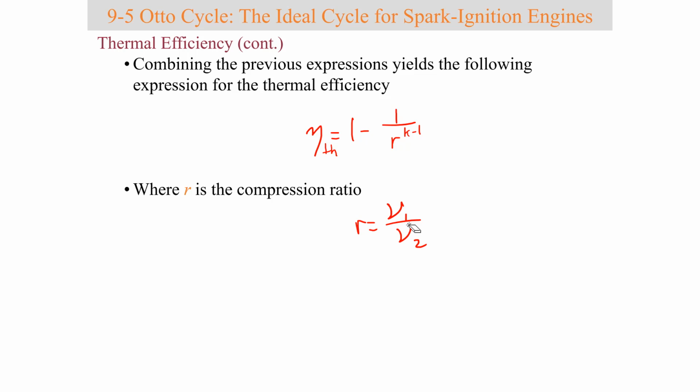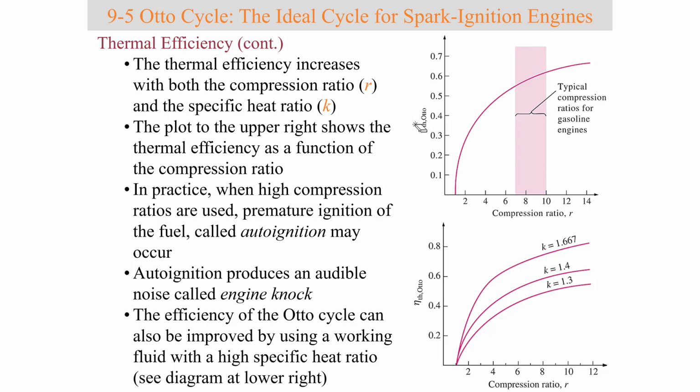If you go ahead and plot that, you can see the efficiency of the Otto cycle as a function of the compression ratio. And you can see this area here represents the typical compression ratio for gasoline engines. And so that gives you sort of the maximum possible efficiencies that you can get from the Otto cycle for those compression ratio ranges. So as you can tell, the thermal efficiency increases with both compression ratio and also specific heat ratio.